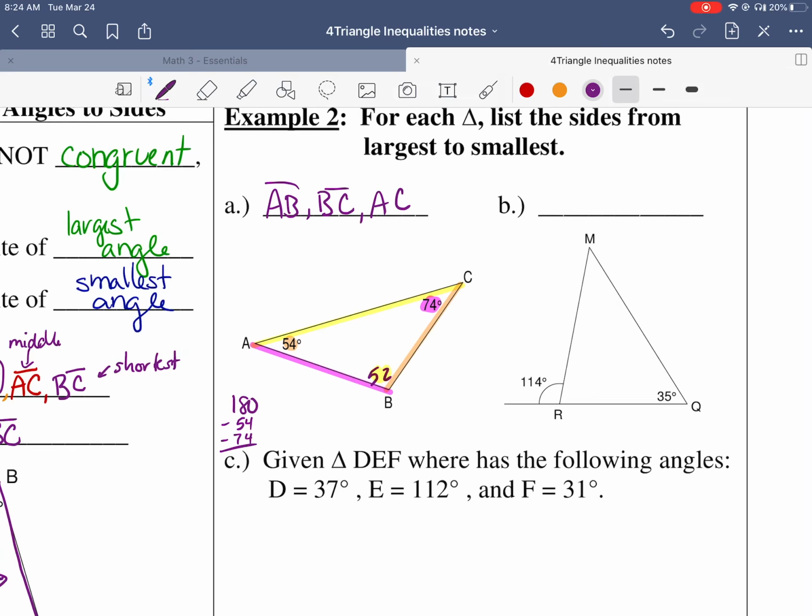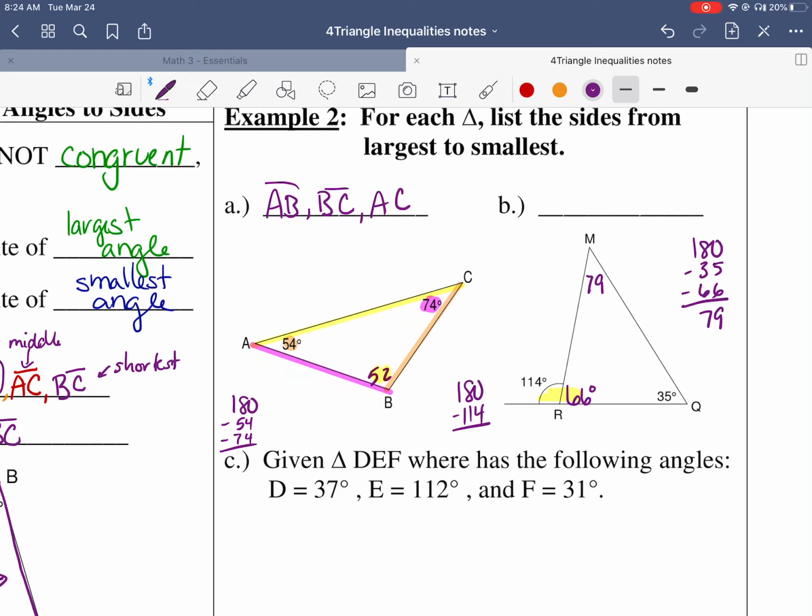B, so in order to solve B, I know I have to find some angles. These two right here create a straight line, which equals 180 degrees. So to find those, I'm going to do 180 minus 114, and I find out this is 66. And then I also know that there are 180 degrees in a triangle, so I can do 180 minus 35 minus 66 and get 79 in order to find out this angle is 79.